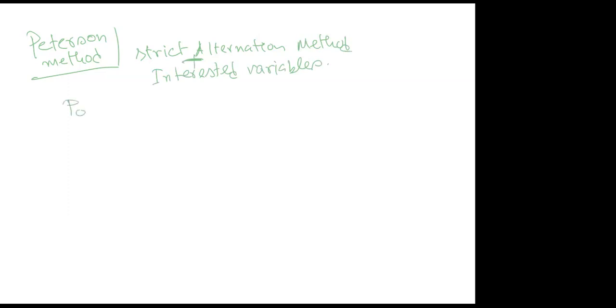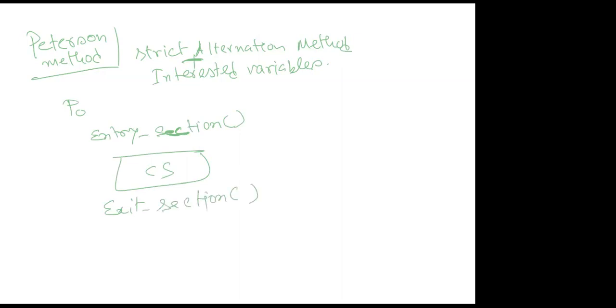It is a two process solution, P0. Here it makes one function call for the entry section, then there is a critical section, and also one exit section as well. These are two functions. When P0 calls it, the parameter is the process number 0.